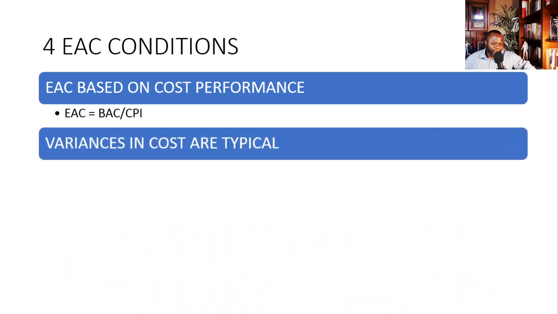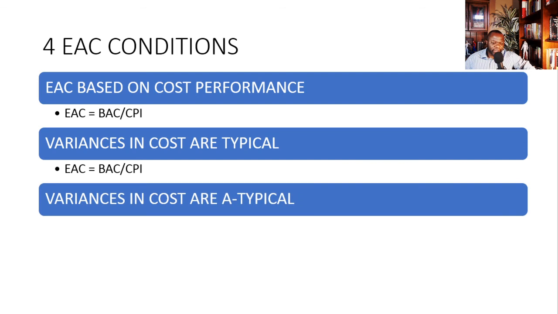The next one is variances in cost are typical. When variances in cost are typical, it means that the cost performance can be taken into account across the board. Therefore, again, we would use BAC divided by CPI. The next question asks if variances in cost are atypical. In other words, we do not expect variances to continue on the project. In that case, we would use the formula where the remaining work is completed at the budgeted rate, which is AC plus BAC minus EV.